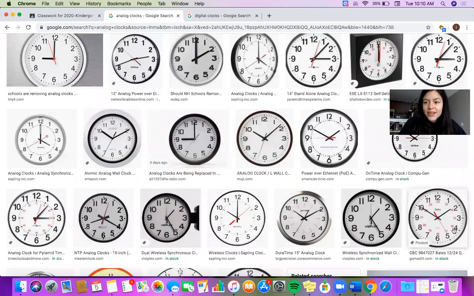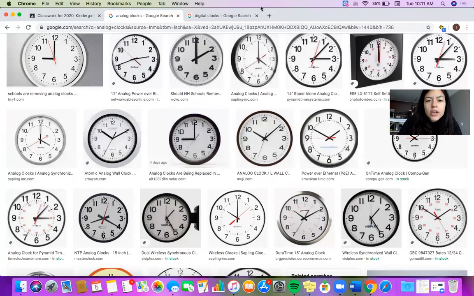look at all those clocks. What kind of clocks are these? Are these digital again, or are these analog clocks? Yes, ma'am, and yes, sir. These are absolutely analog clocks. Analog clocks have two hands. The short hand is the hour. The long hand is the minute. The short hand is the hour, and the long hand is the minute.